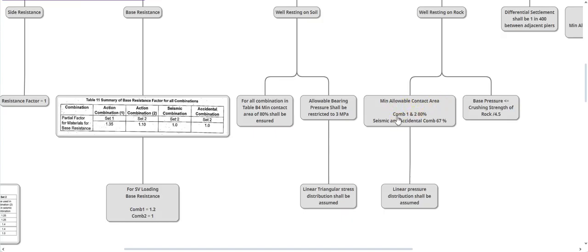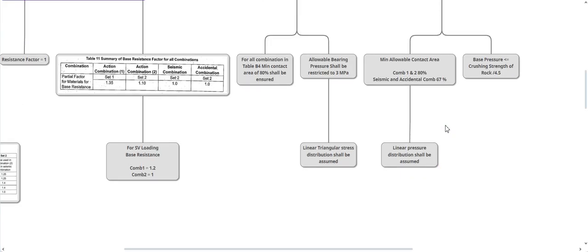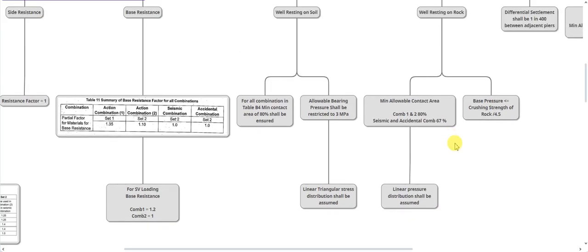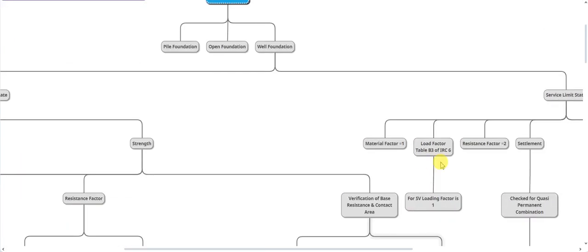In case of rocks, the minimum allowable contact area, that is for combination 1 and 2, shall be 80%, and for case of seismic and accidental combination it shall be 67%. Here we have to follow linear pressure distribution for calculation of bearing pressure or the contact area. Again, for case of base pressure, the base pressure shall be limited to the crushing strength of rock divided by a factor of 4.5. So the base pressure shall be less than or equal to the crushing strength of rock divided by 4.5.